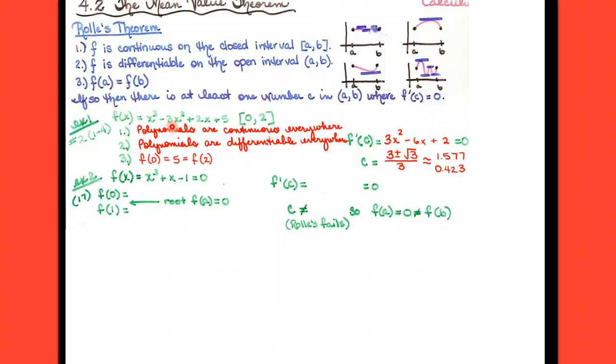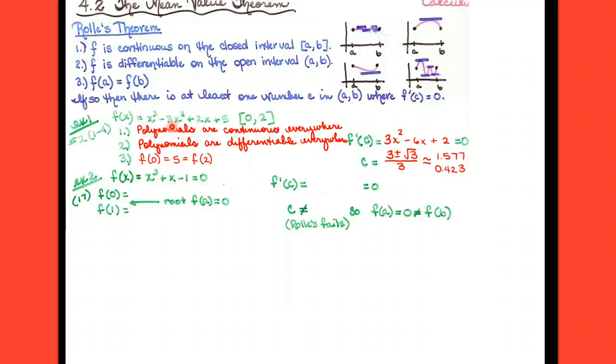All right, example 2 is the converse of Rolle's theorem. Example 2 says, prove that the equation x cubed plus x minus 1 equals 0 has exactly one real root. Okay, now we're going to need to back up to the intermediate value theorem. We've used the intermediate value theorem before to prove that something has a root, but we couldn't prove that it had only one root. Okay?